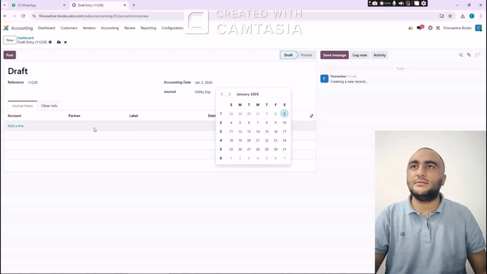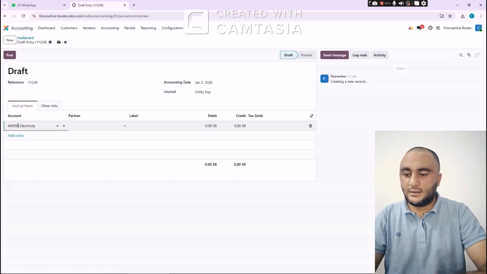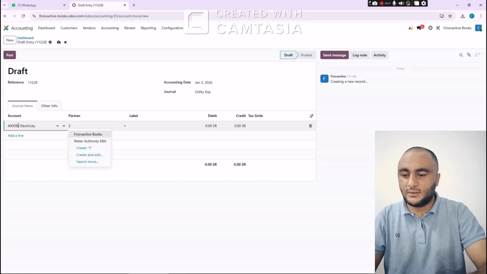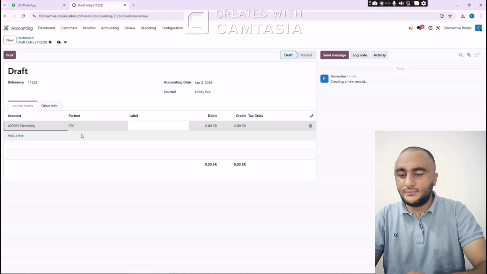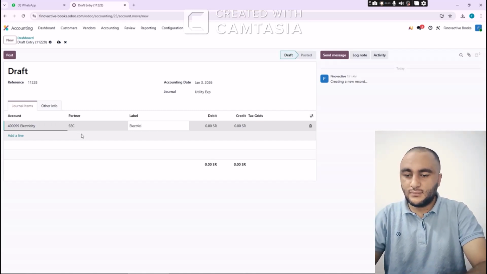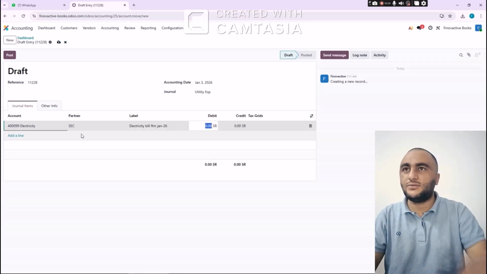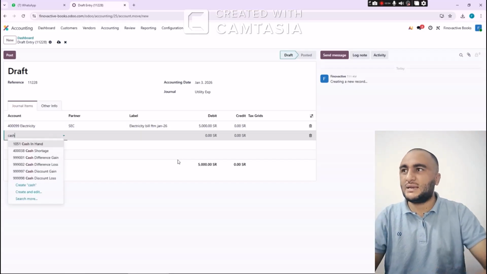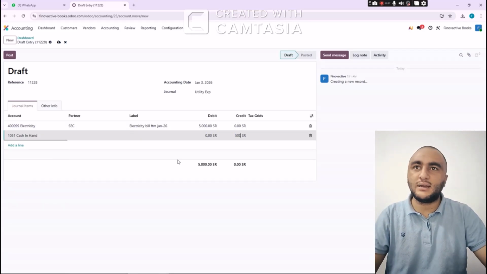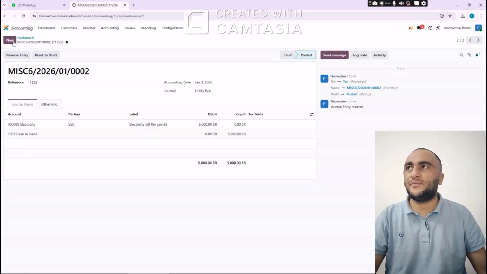Again on third Jan, it's electricity, and let's say this SEC, so the electric company it is. Bill for the month of June 26, you can write here. It was again 5,000, and we spent cash on this. Let's say for now we are not dealing with bank, we will write entries of bank also. You can post it here.